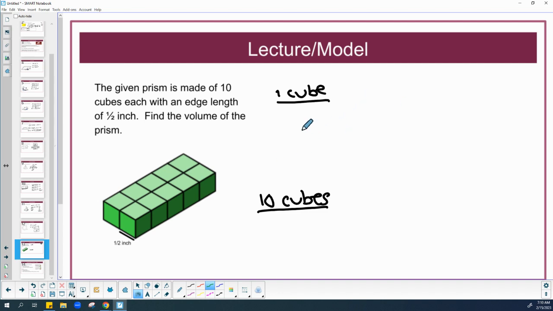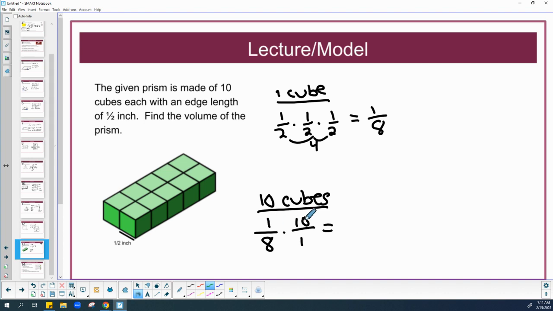All right, for 1 cube, we would do 1/2 times 1/2 times 1/2 because each edge is a half. Cubes, all edge lengths are the same. 1 times 1 times 1 is 1. 2 times 2 is 4, times another 2 would give us 8. So the volume of 1 cube is 1/8 cubic inches, and we're going to multiply that by 10 for 10 cubes.